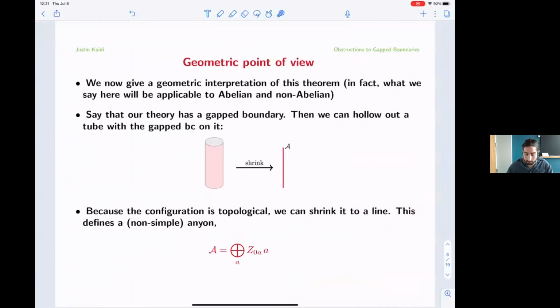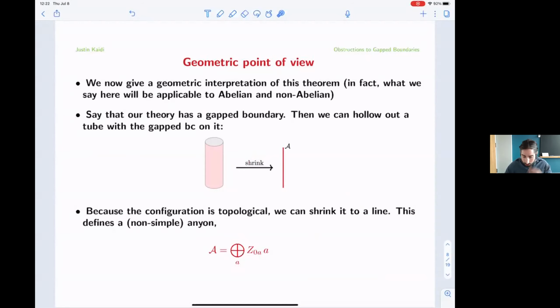Great. Yeah, so non-abelian ones are the guys which don't necessarily have a group structure on the set of anyons, because there's not a unique fusion channel. Okay, great. Any other questions before I do this geometric thing?